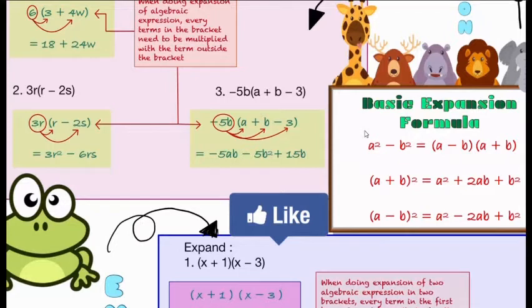You see that in the bracket there are 3 terms: a, b, and negative 3. We need to multiply every term with the term outside the bracket. So negative 5b multiplied with a, you get negative 5ab. Negative 5b multiplied by positive b, you get negative 5b squared. Negative 5b multiplied with negative 3, you get positive 15b. You need to multiply with all the terms inside the bracket.